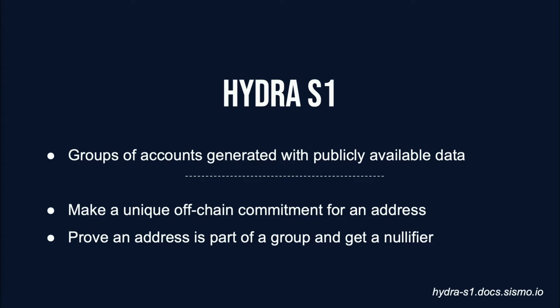So in Hydra S1, it's a little bit different because we have first groups of accounts that are generated with publicly available data. It's totally distinct from the commitment. So this is handled by a Sismo infrastructure, and it's open source and publicly verifiable. And then a user needs to make a unique off-chain commitment for an address. That means he will associate a commitment with an address just one time. And then he will be able to prove that an address of himself is part of the group and get a nullifier for that.